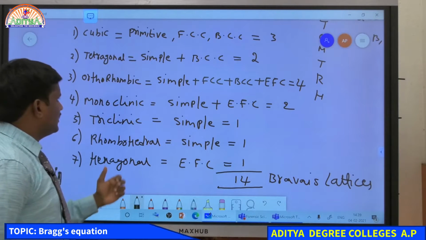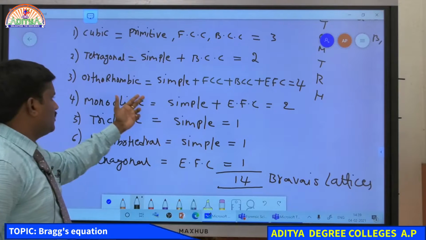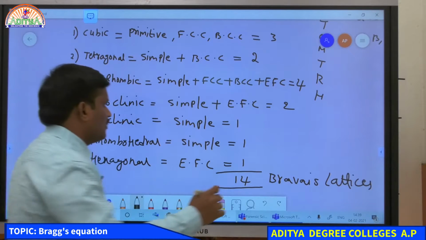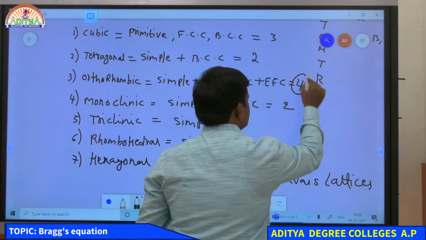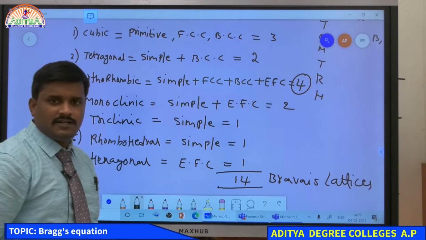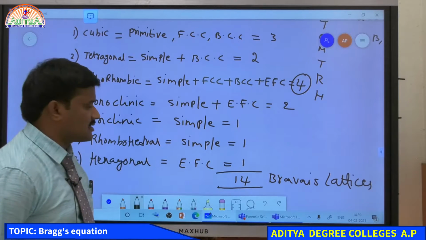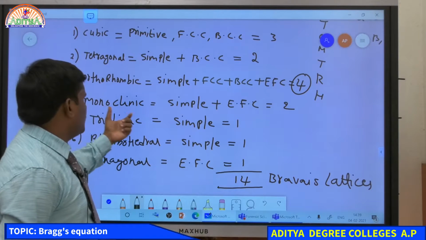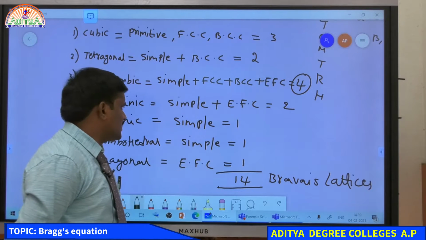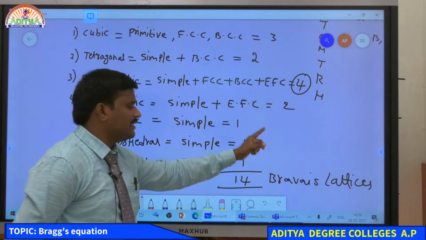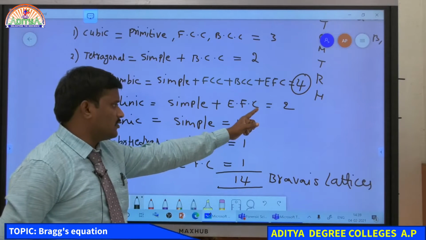For tetragonal, there are 2. For rhombohedral, there are 4. So maximum here, this is the maximum unit cells present in that orthorhombic crystal. And then monoclinic having only 2 unit cells, simple as well as end face centered. Therefore Bravais lattice is equal to 2.